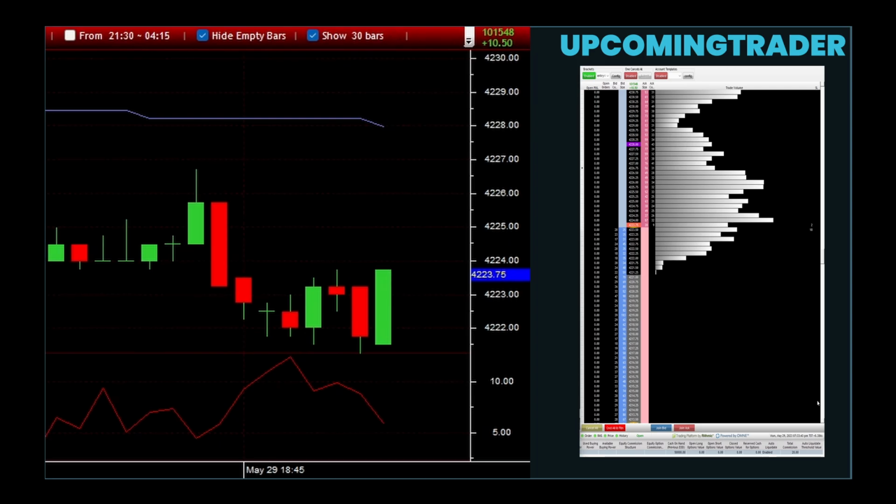Another strategy is called the point of control reversion strategy. If the price is moving towards the point of control, traders expect a reaction.